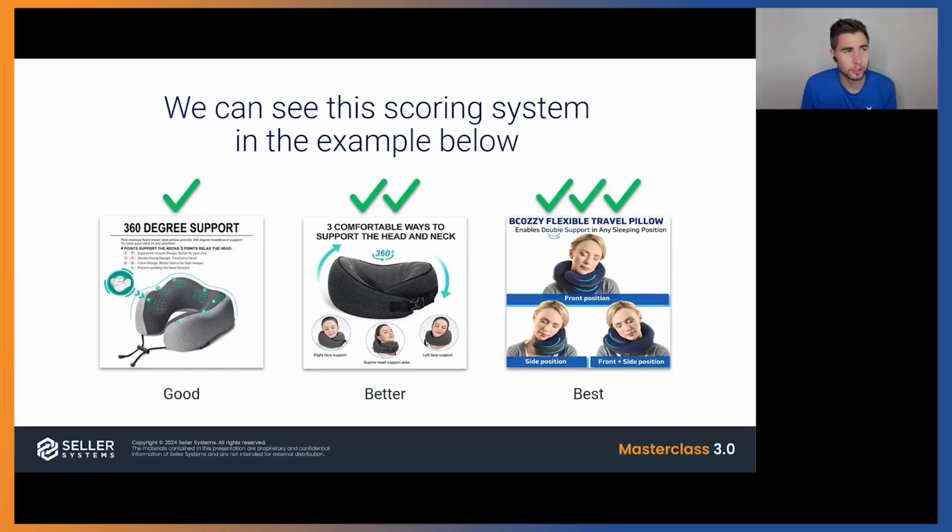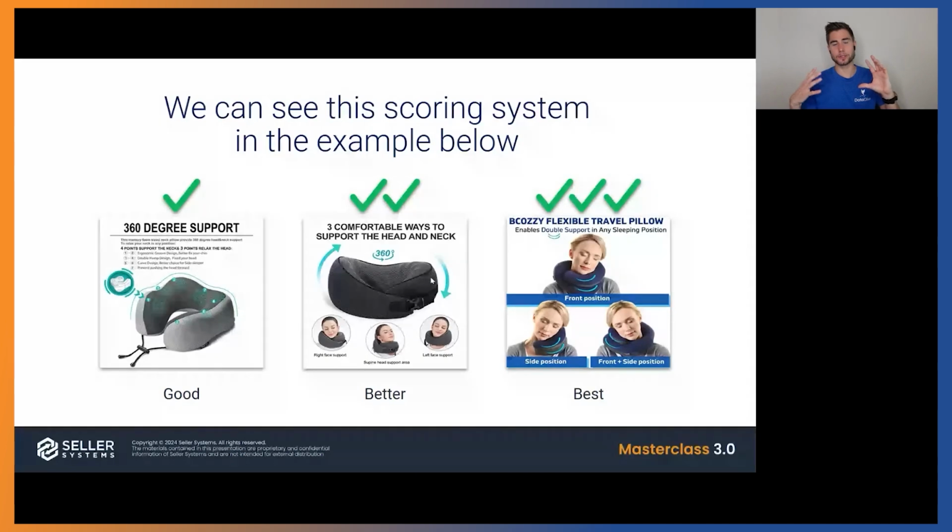So image number 2 is going to be a little bit better. I give this one 2 points because I understand the purpose of the image, right? Showing me the different head positions. Everything in the image is related and cohesive. This is all talking about 3-way head support.